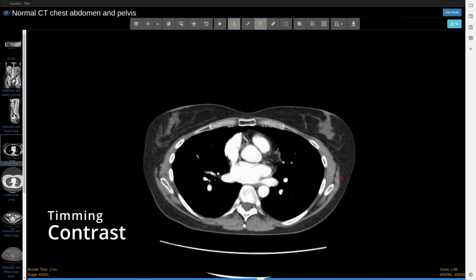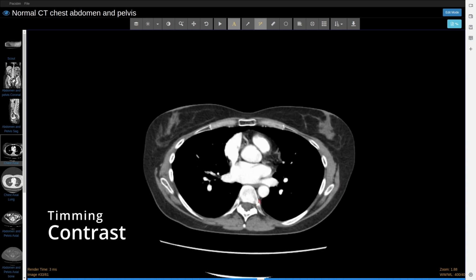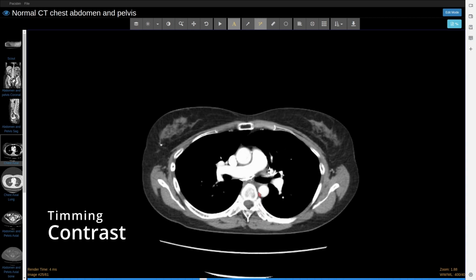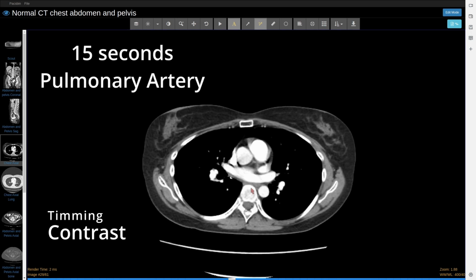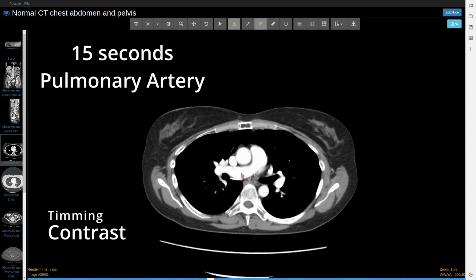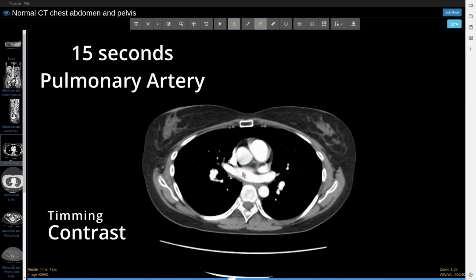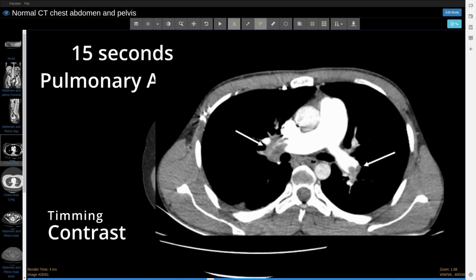When IV contrast is administered, the timing of the scan after injection affects the appearance of the images. If we image the chest very early, approximately 15 seconds after injection, the pulmonary arteries will be filled with contrast and appear very bright. This protocol is called CT pulmonary angiogram and is used to diagnose pulmonary emboli.